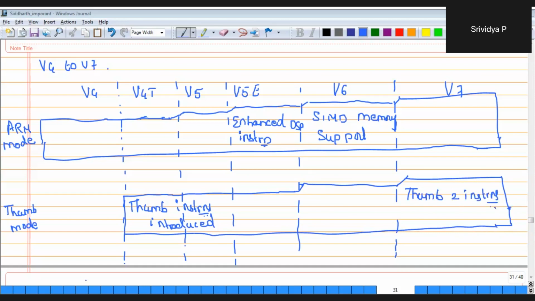The difference between Thumb and Thumb-2 is this: in all the previous versions, there was a requirement to switch between ARM mode and Thumb mode by using branch instructions. Since it was time consuming, they decided that the switching should happen automatically. So in Thumb-2 instructions, there is automatic switching between 32-bit instructions and 16-bit instruction mode, that is, between Thumb mode and ARM mode.